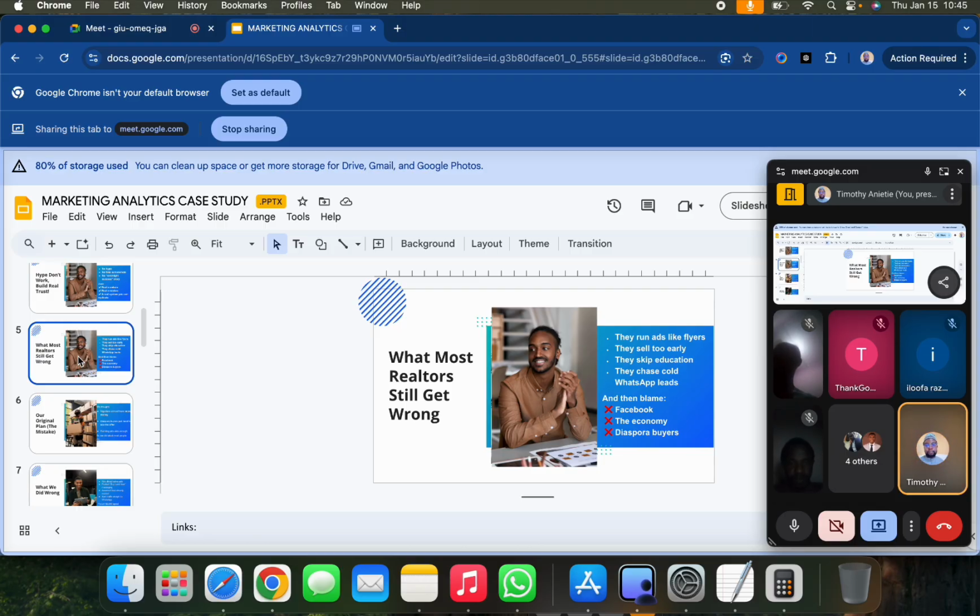Now, presently, we have to understand that flyer-like ads, quick urgency in trying to sell, acting too desperate to sell, skipping educational approach, and then chasing cold leads and sending WhatsApp lead and chasing them with chat every day would make you feel like Facebook ad doesn't work, will make you feel like the economy has become too difficult. It will make you feel like ads to Nigerians in diaspora don't work.